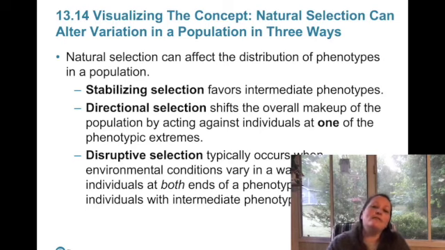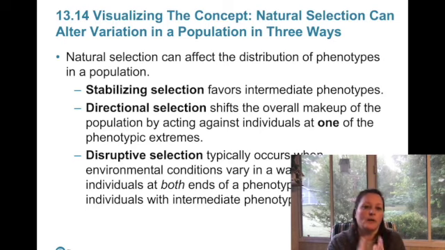Natural selection can affect the distribution of phenotypes in a population. Remember, phenotypes, observable trait. We have the stabilizing selection. The stabilizing selection favors the intermediate phenotype. That means the one that's kind of in between, and so it just stabilizes the whole population. We've got graphs and stuff coming in a second. Directional selection. This is where it shifts. So direction, it moves. So this is what will shift the overall makeup.